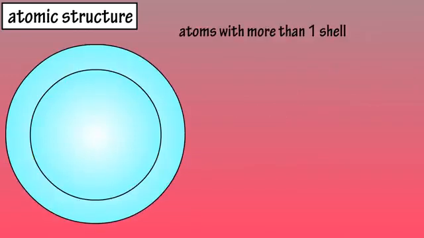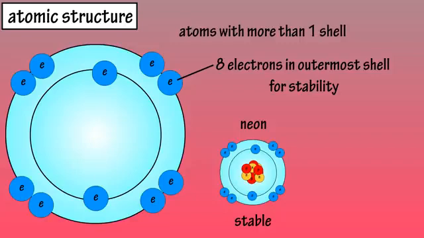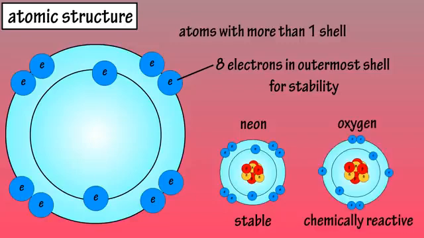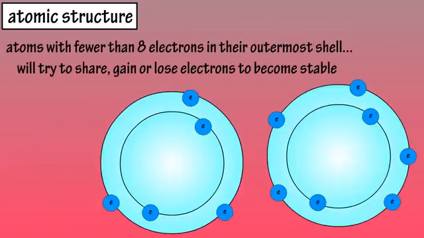In atoms with more than one energy level or shell, 8 electrons are required in its outermost shell for stability. So neon, which has 8 electrons in its outermost shell, is stable, and oxygen, which has only 6 electrons in its outermost shell, is chemically reactive. Atoms that do have fewer than 8 electrons in their outermost shells will try to share, gain, or lose electrons in order to become stable. This is called the octet rule.